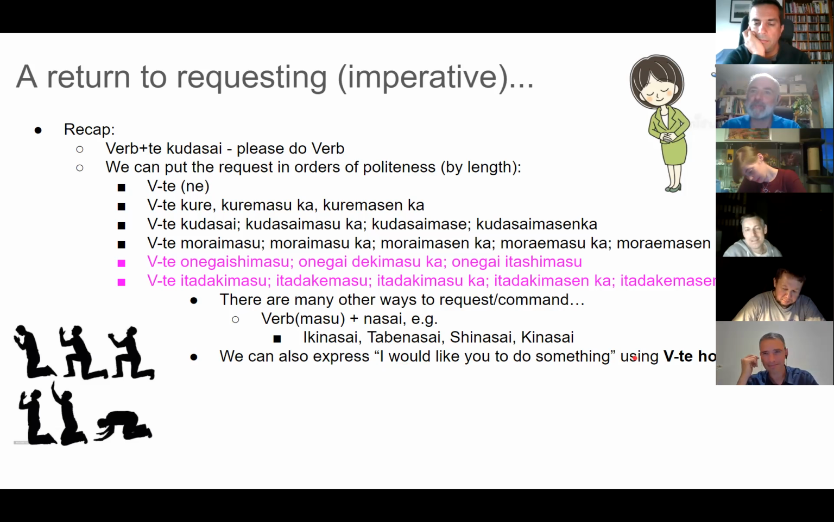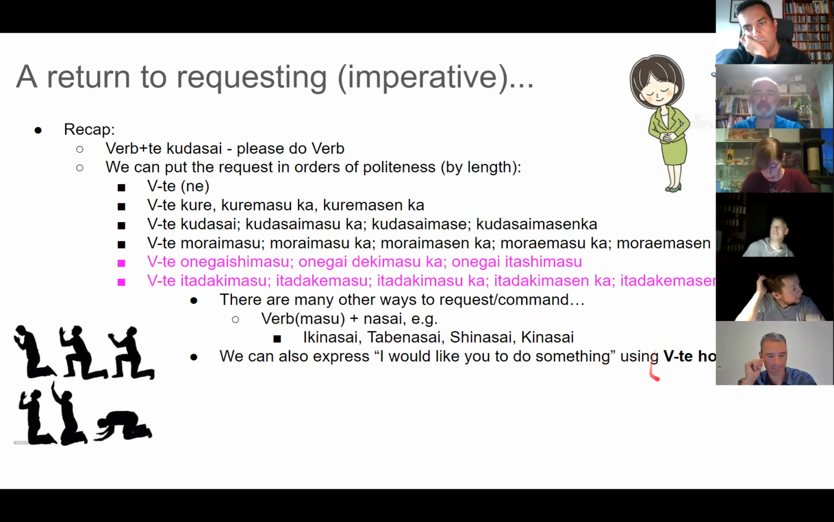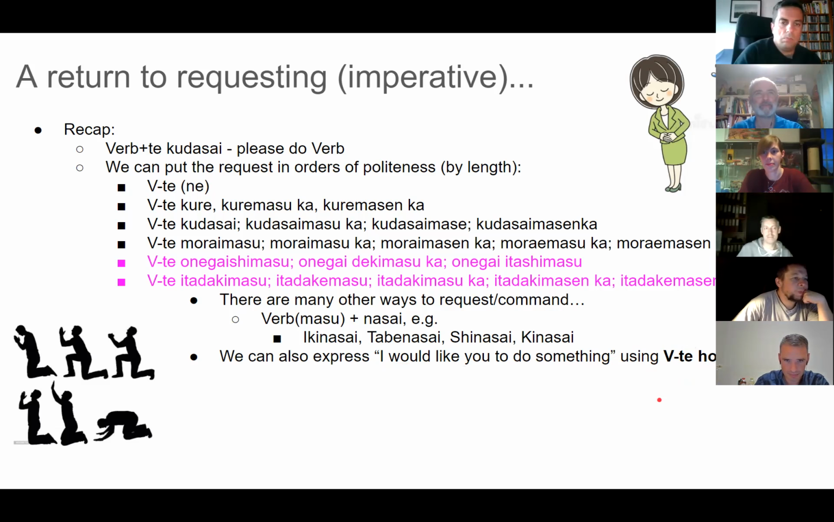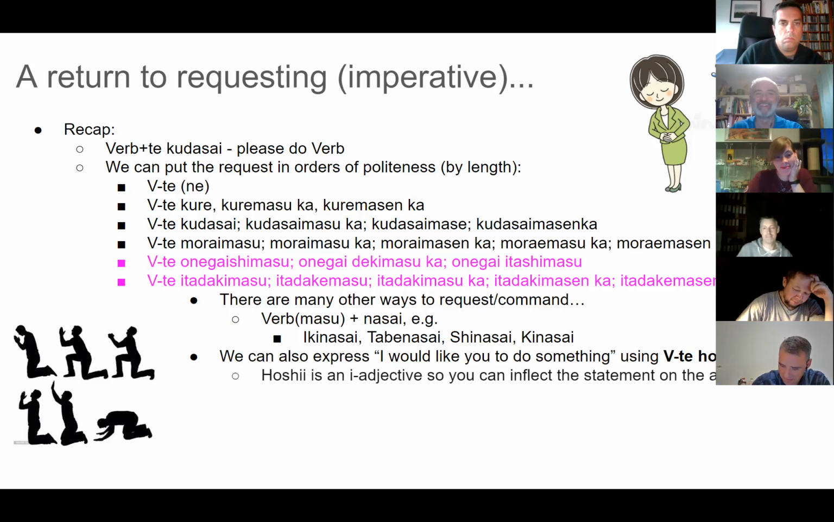We can also express "I would like you to do something." Of course you can say "please do this," but to say "I want you to do something," we put the verb into the te form and then put hoshii desu after it. Hoshii desu. I want this doing. Do you guys remember this? We've skipped on it before, haven't we? Somebody say yes or no? Yes, good, thank you.